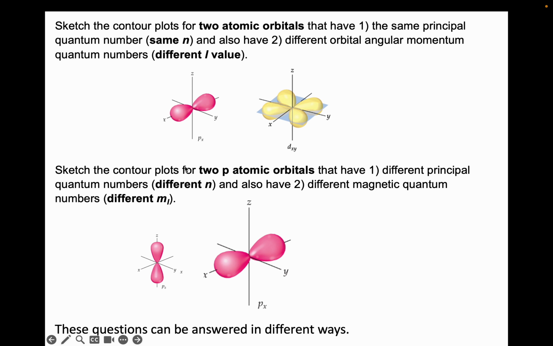The second one, we have two different p atomic orbitals, different n values, so we're going to have different sizes. Because remember, as the n increases, the atomic orbital gets bigger. Different magnetic quantum numbers, different m sub L's, that means they have different orientations. So one could be along the z-axis up and down, and one could be here along the x-axis. That's what it means to have different m sub L values.